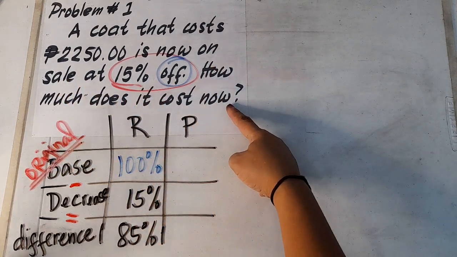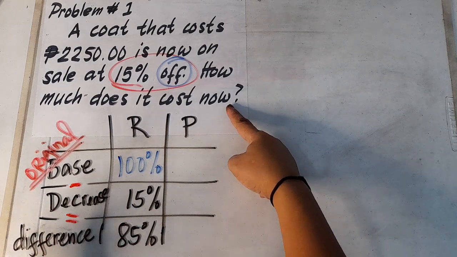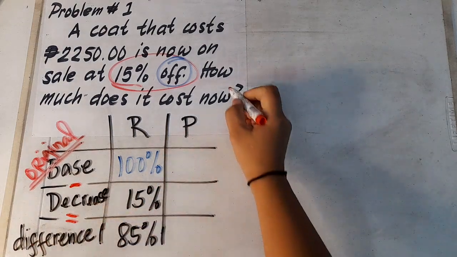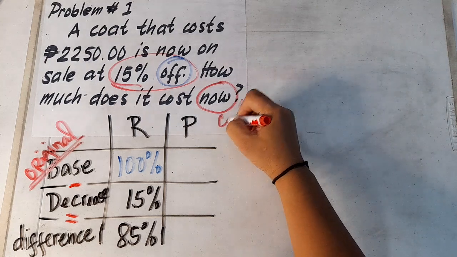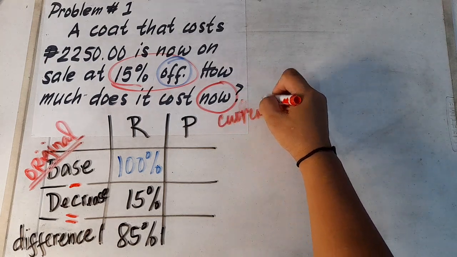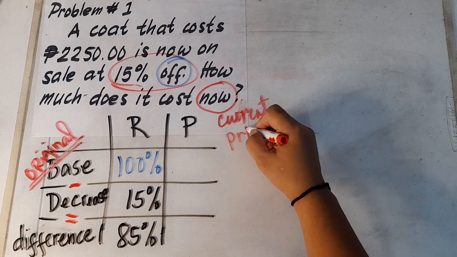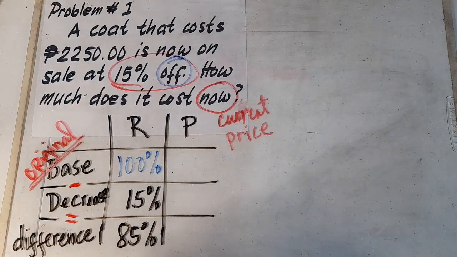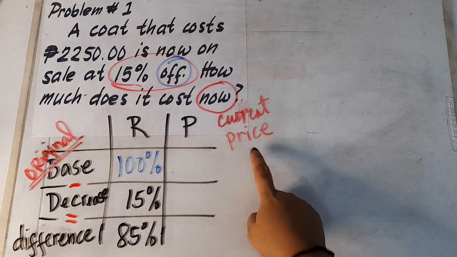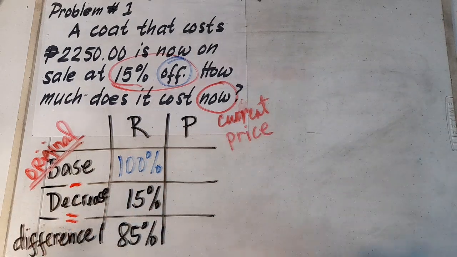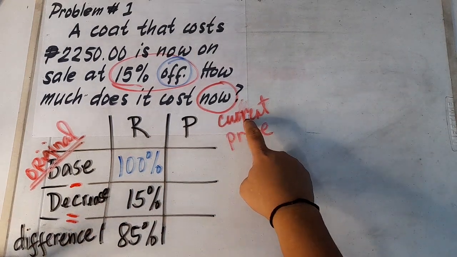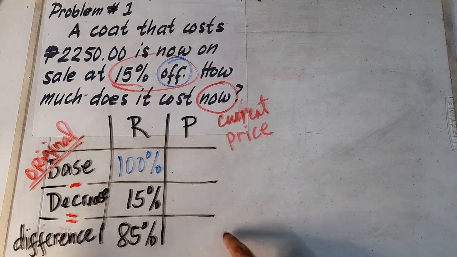Ibig sabihin, we are looking for the current. Okay? Current. Pag nandyan yung "now," ang ibig sabihin niyan ay current price. Okay? Yung presyo niya ngayon. Or, in some books, that would be referring to the selling price or current price. Mas madaling intindihan pag sinabing current. Ibig sabihin yung sa ngayon yan. Okay? Ang current price, laging dito pumupunta.